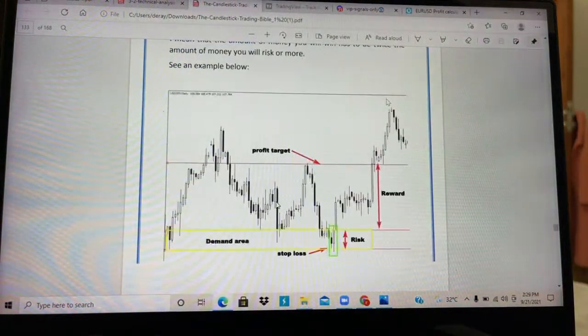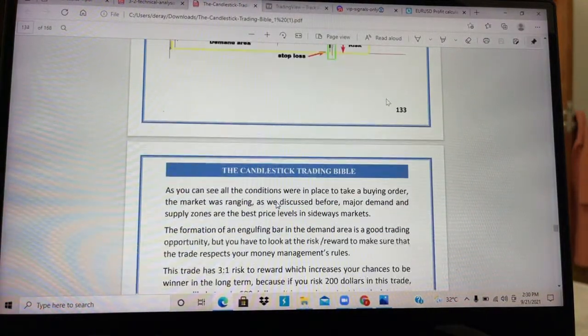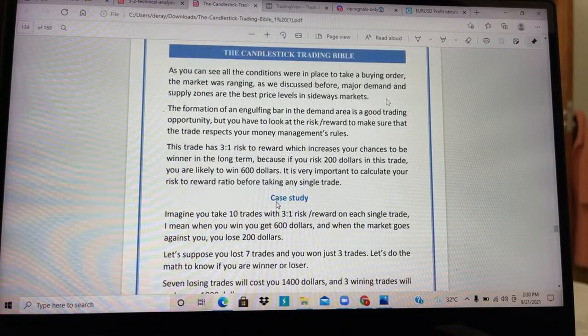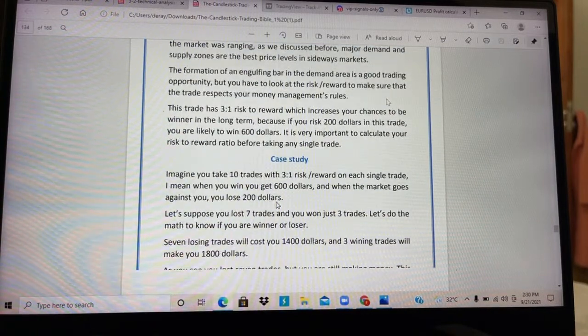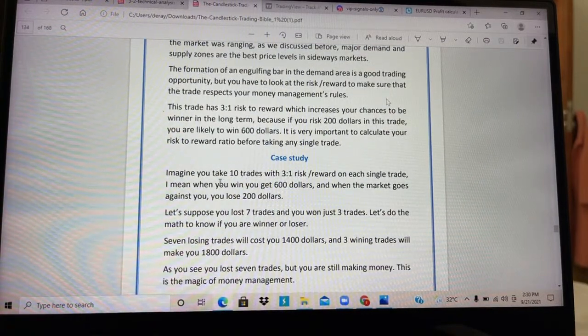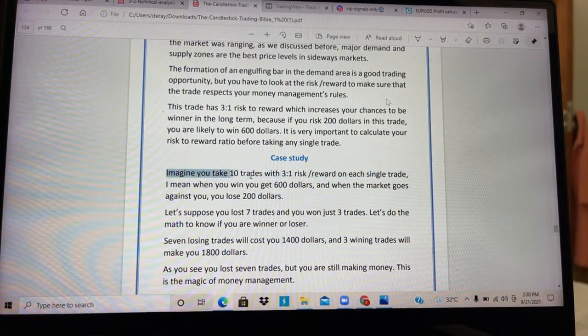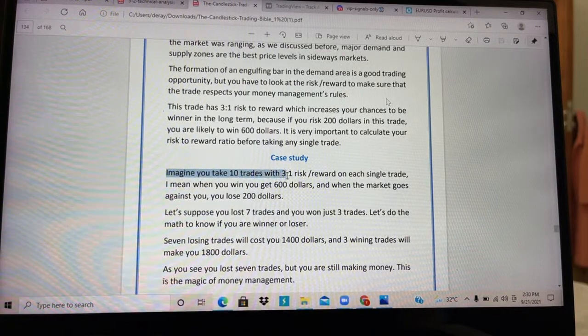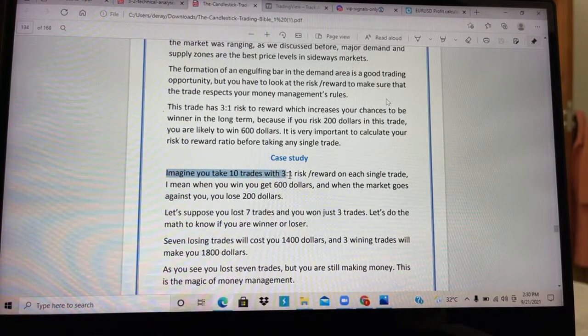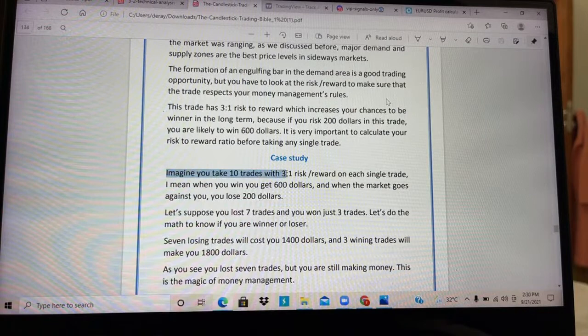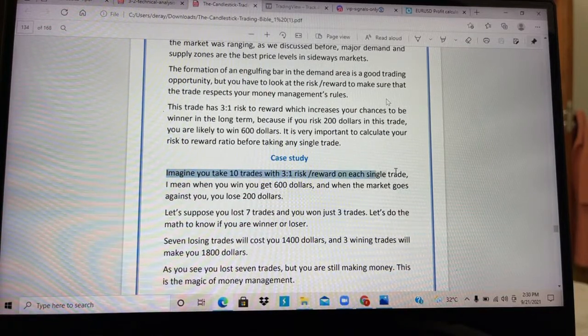So let's analyze another scenario here. Imagine you take 10 trades with a risk to reward of, let's say, 3 to 1, on all of the trades.